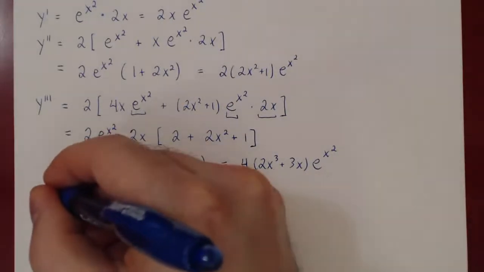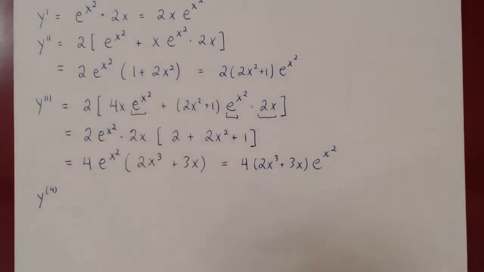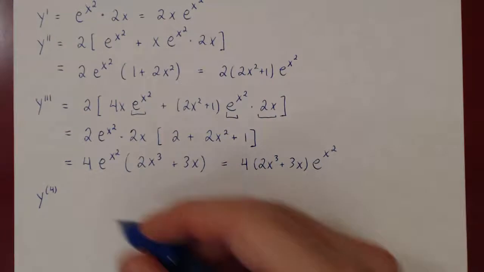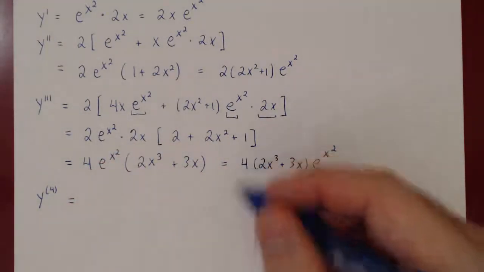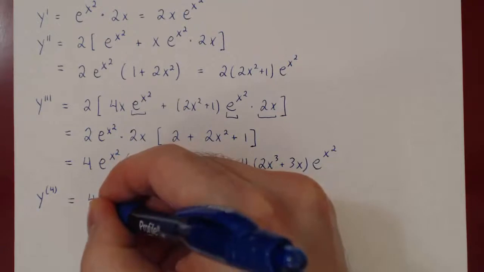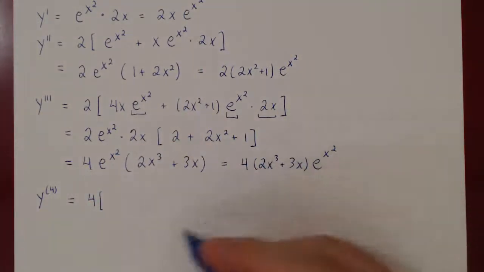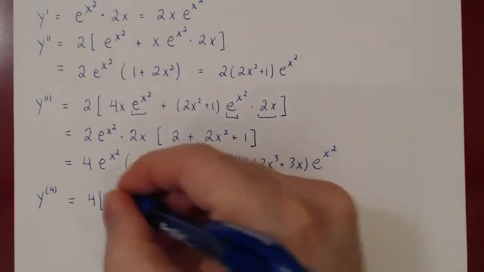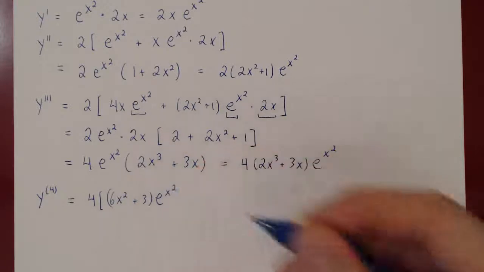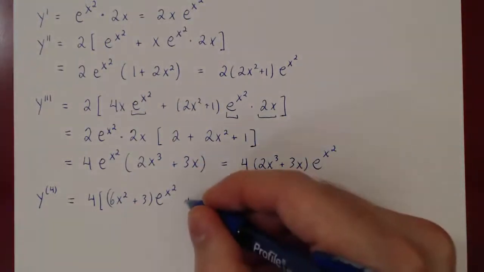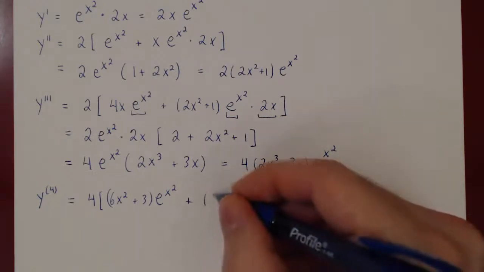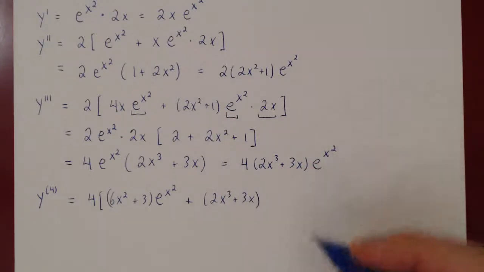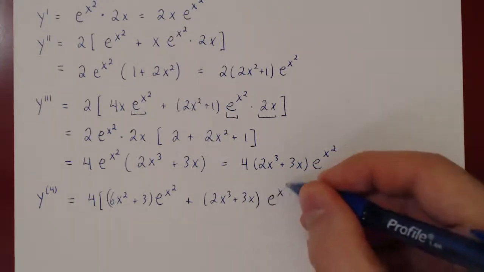And now we'll use the notation y, 4 in the exponent, but in round brackets. So to find the fourth derivative, we differentiate the third derivative once. 4 is a constant multiple, it stays there. Once again, we use the product rule. Derivative of this, 6x squared plus 3 times e to the x squared plus 2x cubed plus 3x times the derivative of e to the x squared, once again by the chain rule, e to the x squared times 2x.